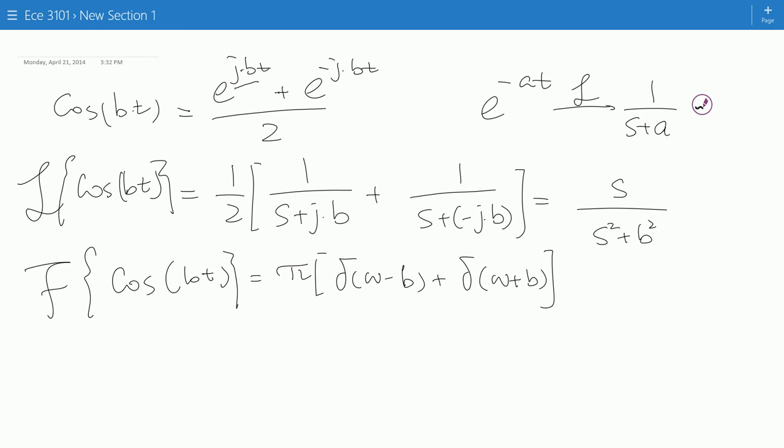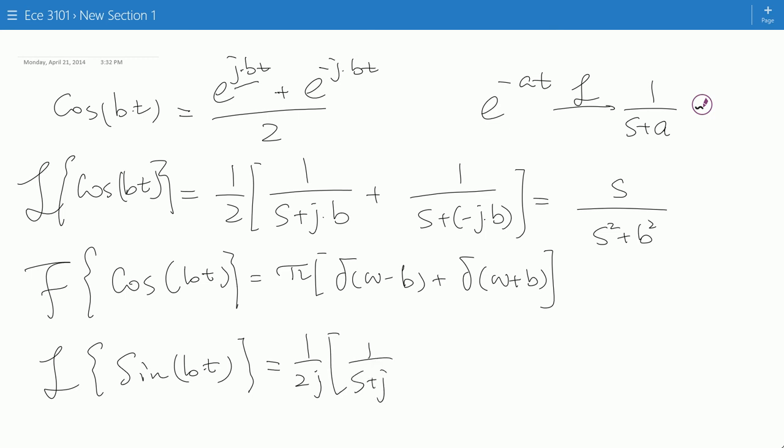Now for the sine function, it's very similar. Again, we use the Euler formula, with s minus j b. And it's easy to find out that we'll be able to find this result.